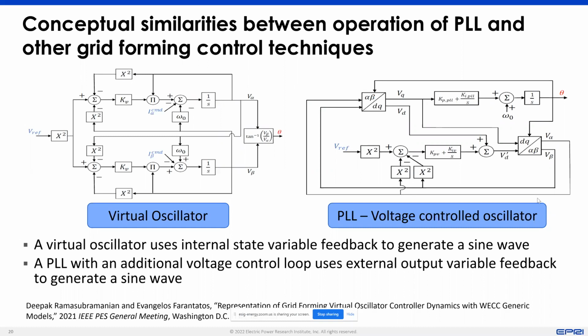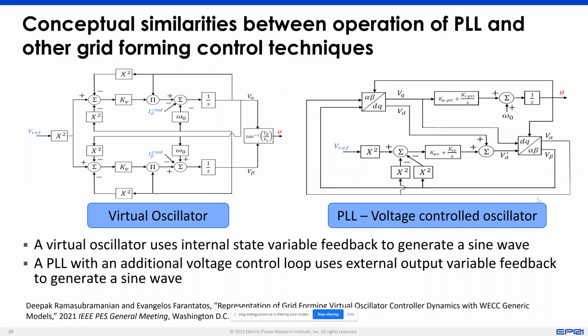if you look at the virtual oscillator on the left-hand side, essentially what it has embedded in it, as I said before, is that these new forms of grid forming control have embedded in them a form of voltage controller. And the way you can make that out is there's a V reference signal coming in here. That V reference signal goes here and here. So you have V reference square. And from that, you subtract V alpha square and you subtract V beta square.